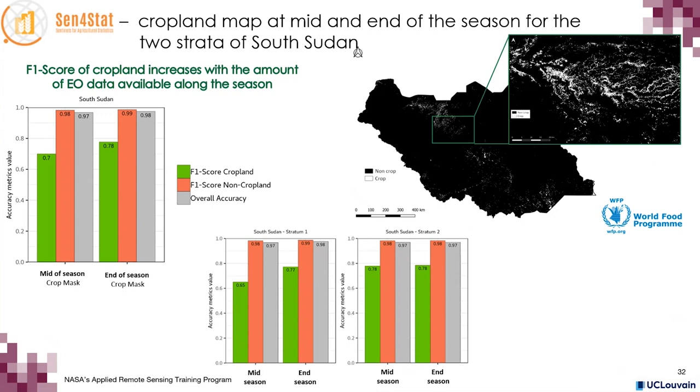We can also look at the result at the stratum level. As you remember, we subdivided South Sudan into two zones corresponding to two calendars. And we see the same kind of result. The F1 score for the cropland area improves from the mid-season to the end of season, while the other metrics are rather similar.